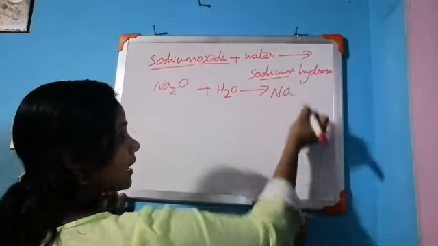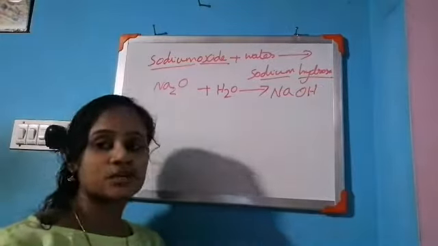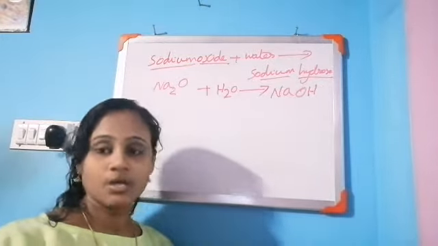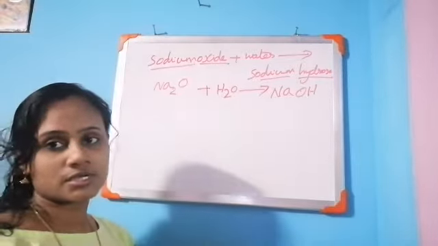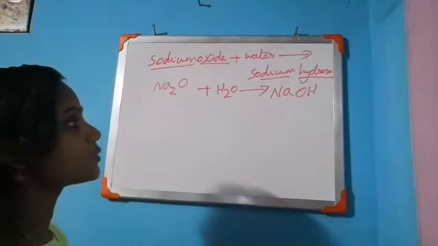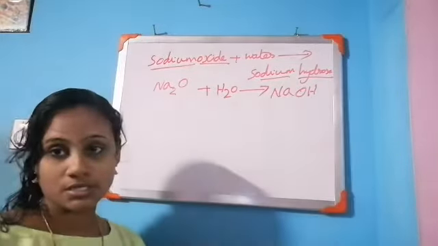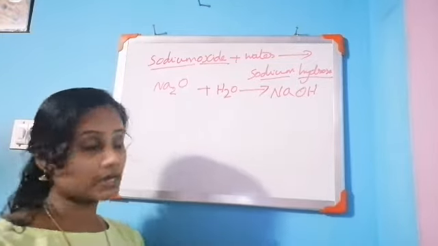Sodium hydroxide: sodium Na, hydroxide OH. Sodium valency is 1 and hydroxide valency is also 1, so they cancel each other and there is no need to write subscripts. So sodium oxide Na2O plus H2O gives NaOH. Is this equation balanced? We can check it.